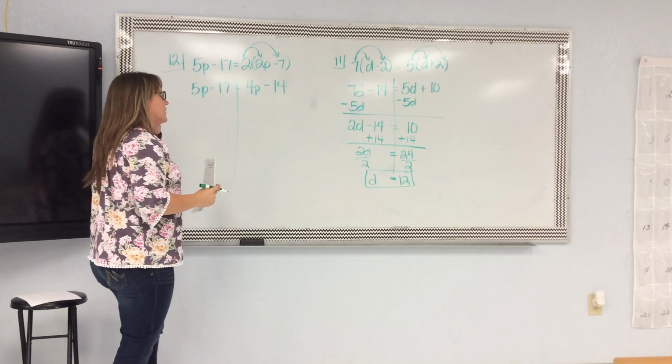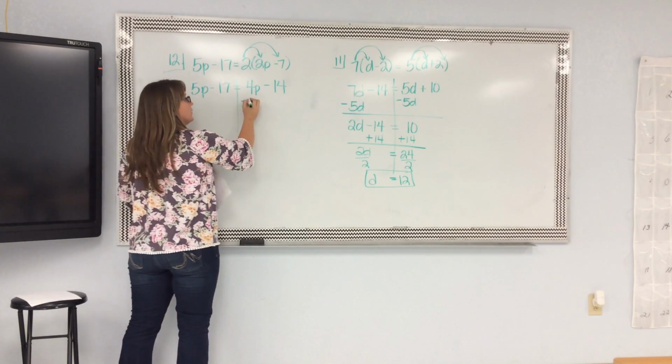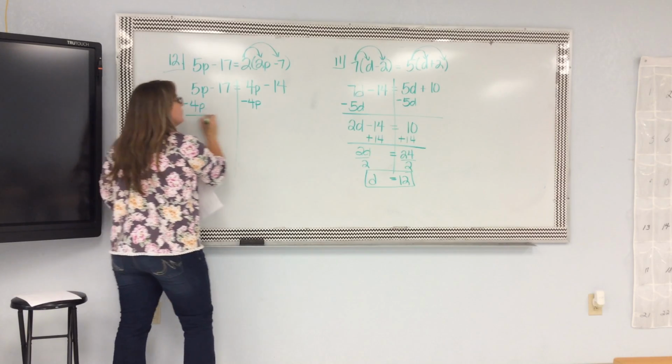Draw a line through my equal sign. I'm going to get rid of my smaller variable first, so I'm going to subtract away a 4P. If I do it to one side, I must do it to the other.